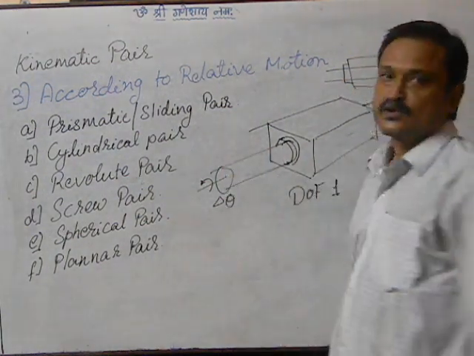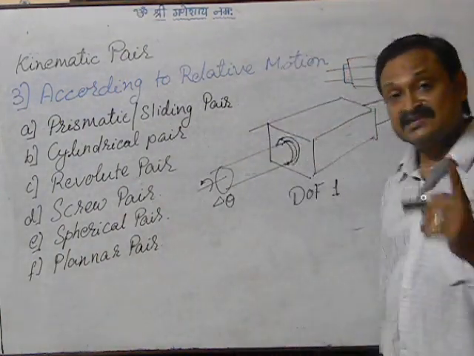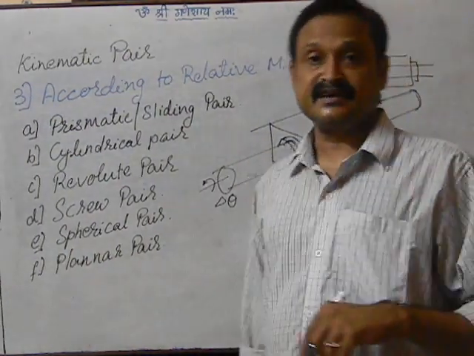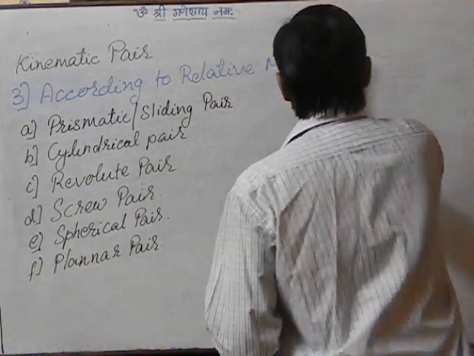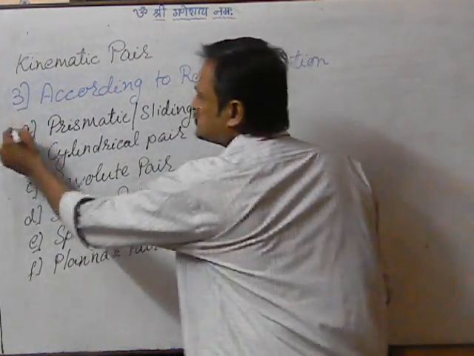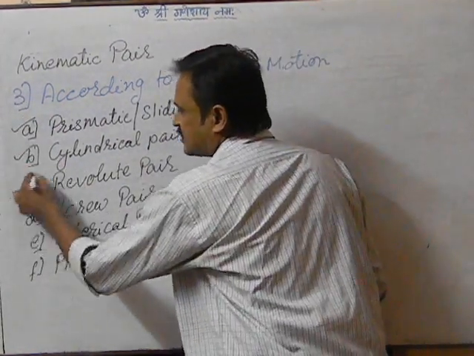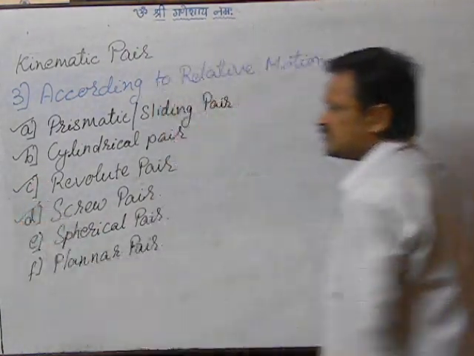It is only rotary motion. Hence these are called revolute pairs, as well as turning pairs. Now again the modification, if you see the fourth, we have seen prismatic, cylindrical, revolute or turning pair. Now we talk about screw pair.